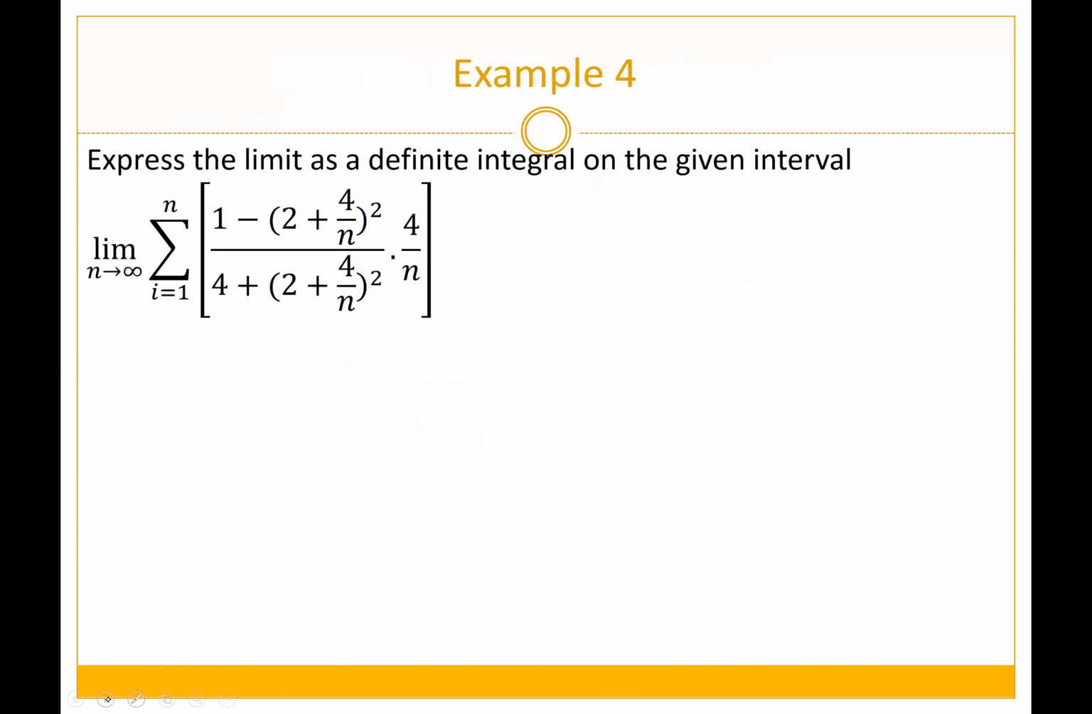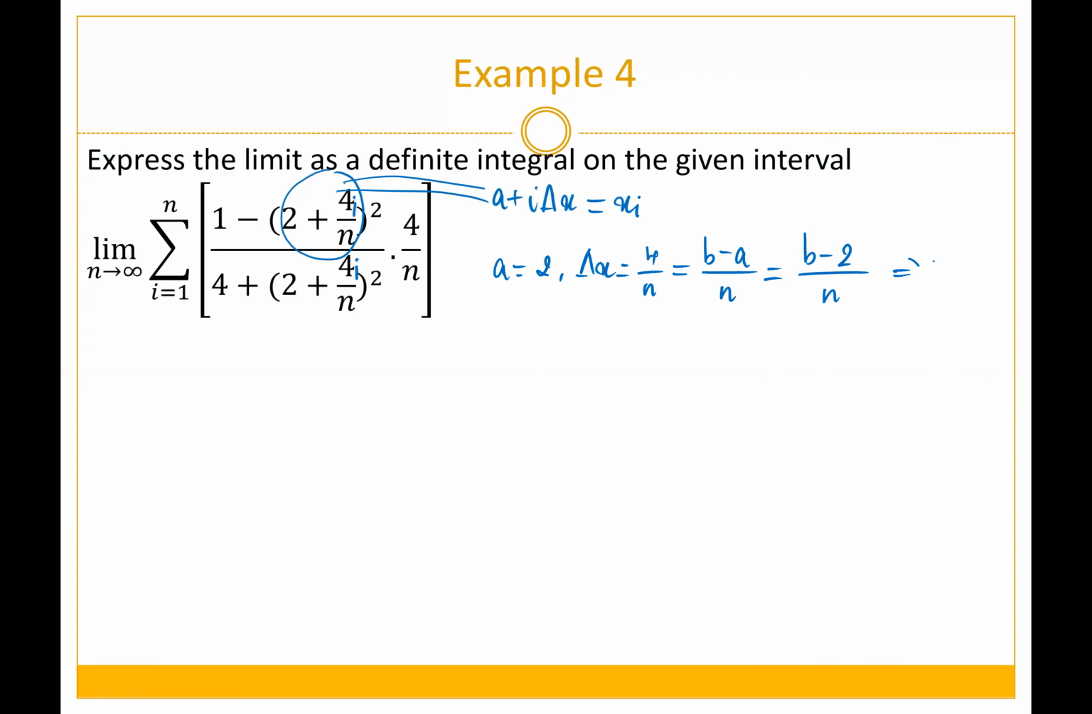Then example 4 is the reverse way. Say you're given the Riemann sum and asked to find the definite integral. A very clear pattern appears in this problem, this part in the bracket. It's giving me a general idea of a plus i delta x. I think I'm missing an i here. Yes, I'm missing an i. Then this one is equal to xi. Then I have a is equal to 2 and delta x equal to 4 over n. This one is b minus a over n, which is b minus 2 over n. So b is 6.